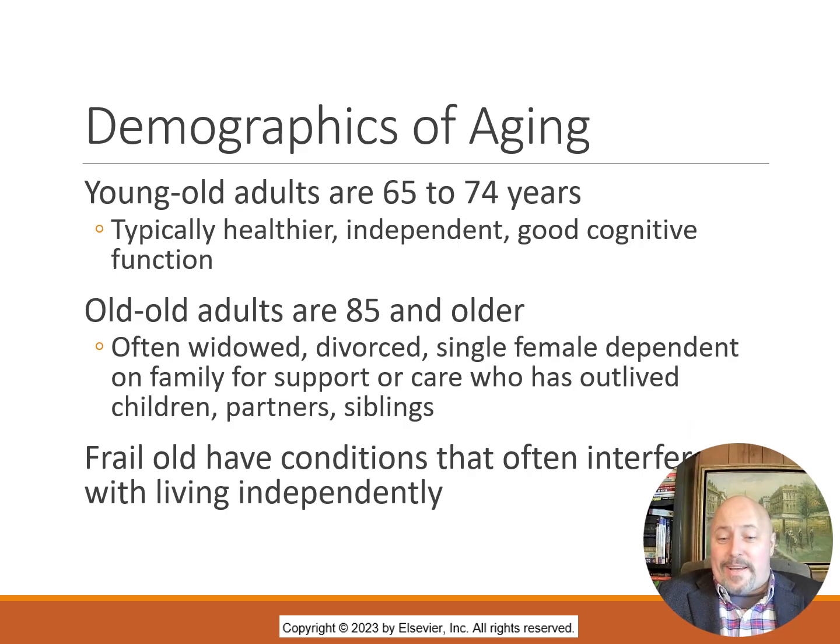How can we define and differentiate between our elderly population? First are what's categorized as the young old adults, and these are 65 to 74. They're typically healthier, independent, and still have good cognitive function. And then you've got your old adults. These are the 85 plus group.